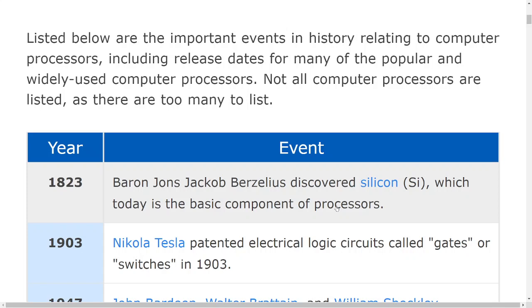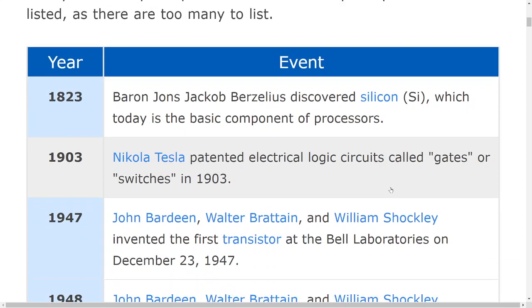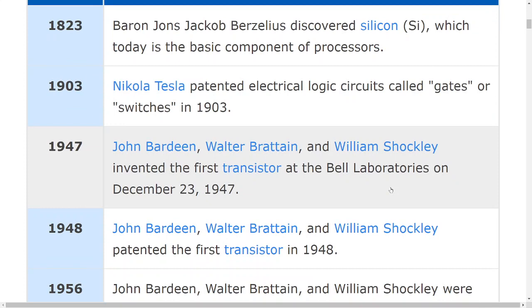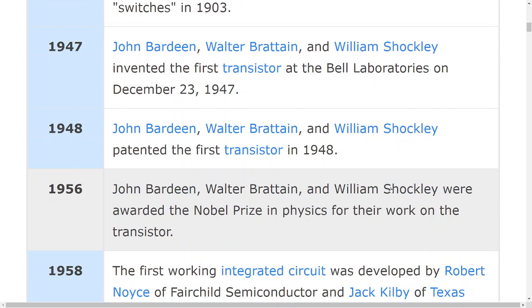In 1823, Baron Jons Jacob Berzelius discovered silicon, the element which today is the basic component of processors. In 1903, Tesla patented electrical logical circuits, also referred to as logic gates or switches. In 1947, John Bardeen and William Shockley invented the first transistor at Bell Labs, and they patented the first transistor in 1948.